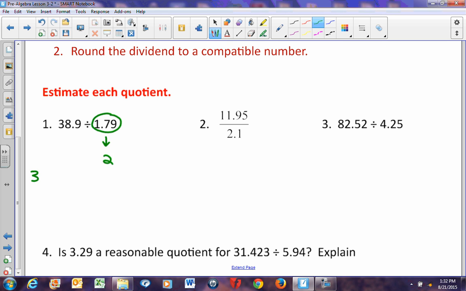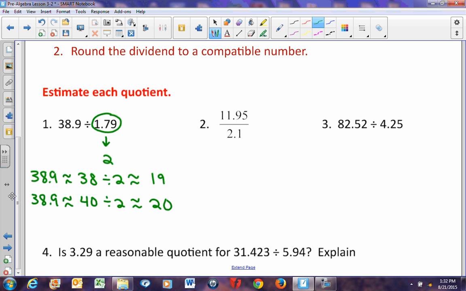So I can look at this and say 38.9, I'm going to round this to 38. 38 divided by 2. Okay. 38 divided by 2 is, let's see, 3 goes into 3 one time, and 19, right? Or you can look at it and somebody else is going to say, oh, 38.9, I'm going to round that to 40. 40 divided by 2 is 20. So either one of those are reasonable.